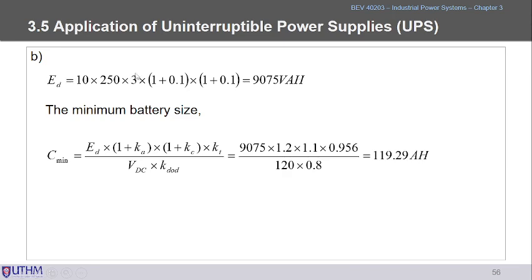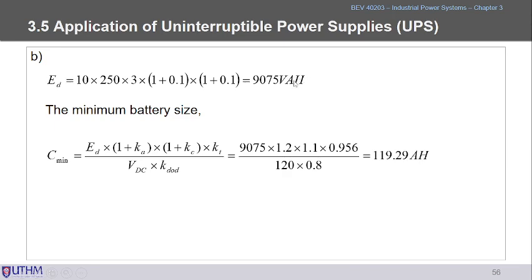We need to back it up for at least 3 hours, and this is the Kg. Kg is the so-called future growth. The future growth is 10%, and this is the design margin 10% as well. So in this case, we have the ED as 9075 VAH. So energy is always in VAH.